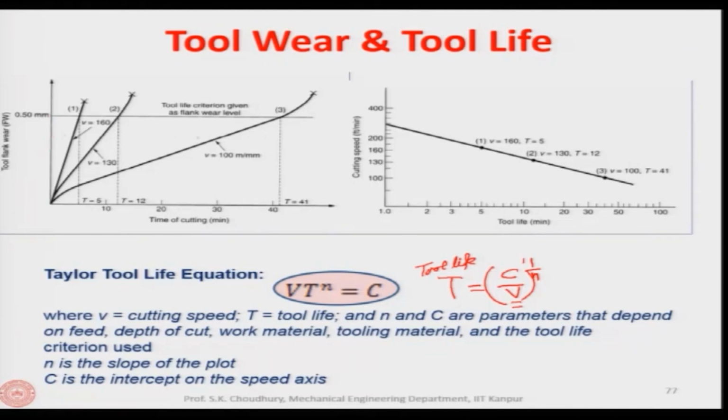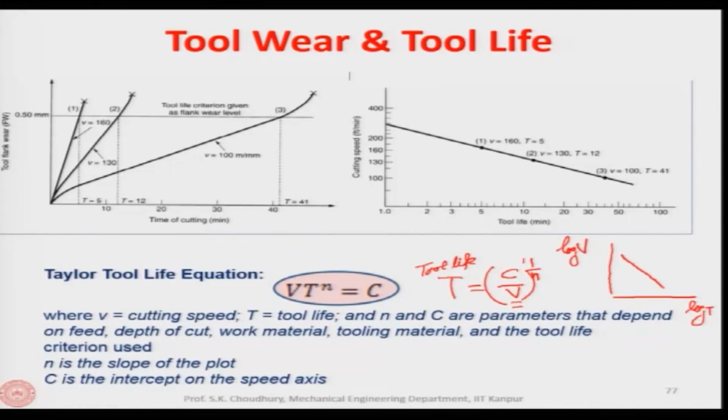So, at 0.3 millimeter we are drawing the line, and wherever that line is intersecting, that is the point which we can take as the tool life. Okay. So, therefore, if you draw this tool life versus the speed, it will actually be like this: let us say it is a log curve, t and log of v.